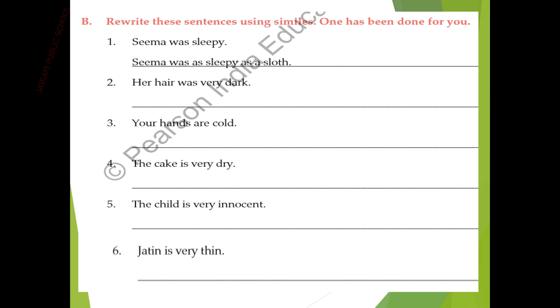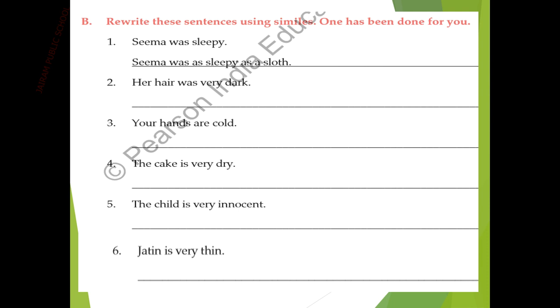Number 2. Her hair was very dark. Can you find out the place which is very dark? Yeah, of course. If you are in the midnight, how do you feel? You will be getting scared. So you should describe the word dark with midnight. Her hair was as dark as midnight. Here, her hair was compared with midnight by using the simile word as.